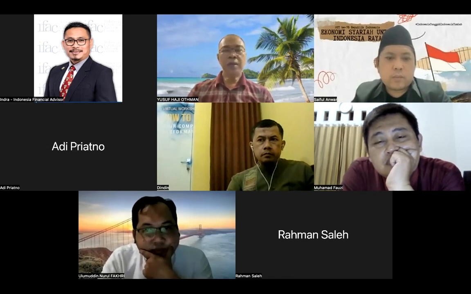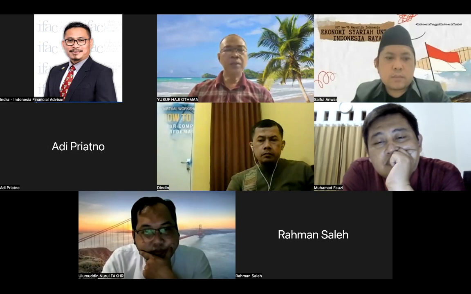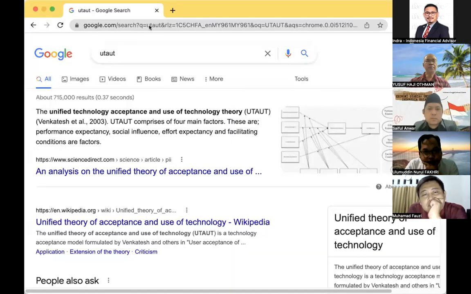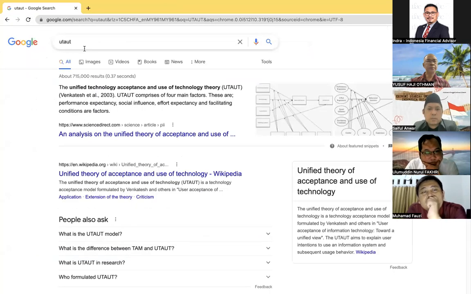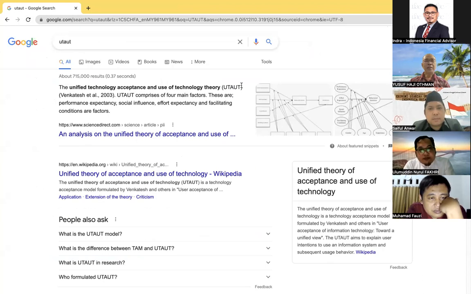When we talk about fintech, usually the underpinning theory is called UTAUT. What is UTAUT? Can you see or not? Yeah, I can see. UTAUT is the name for the Unified Theory of Acceptance and Use of Technology. This should be the underpinning theory of your study. So my recommendation is you search for UTAUT, right? Google UTAUT. Find articles on UTAUT.